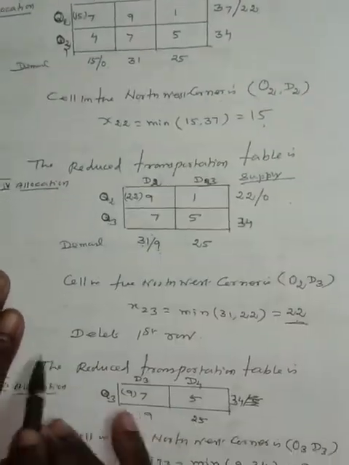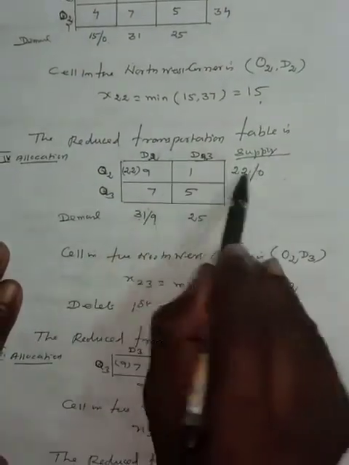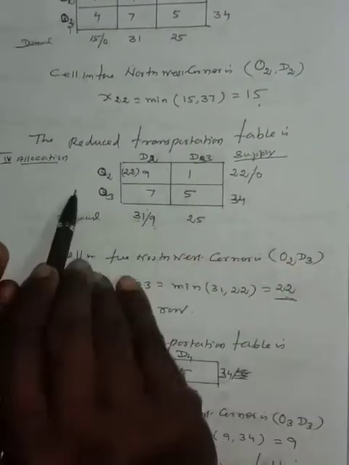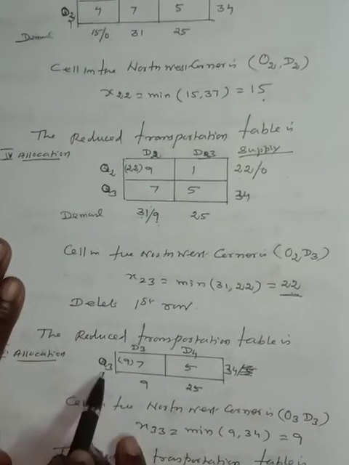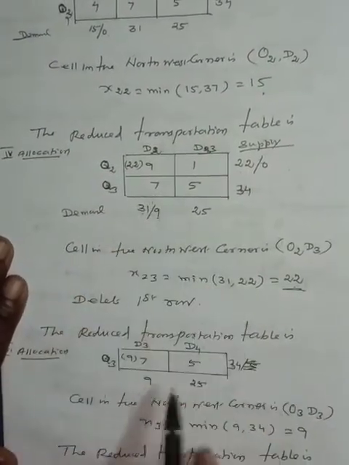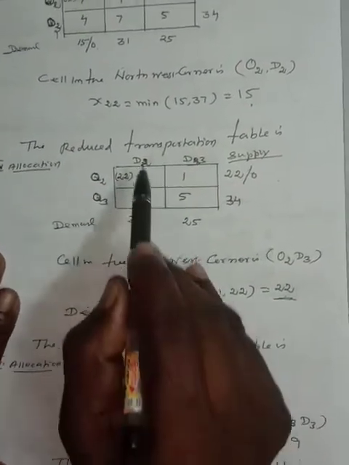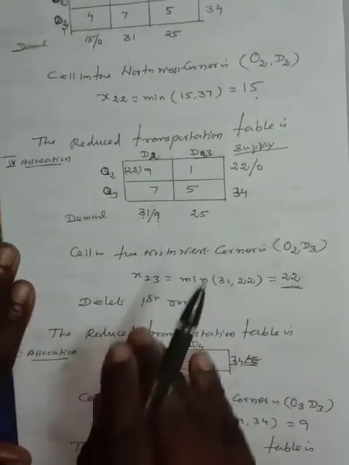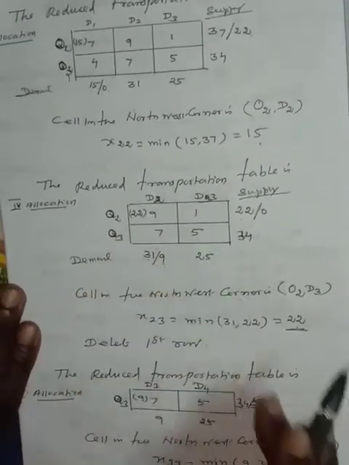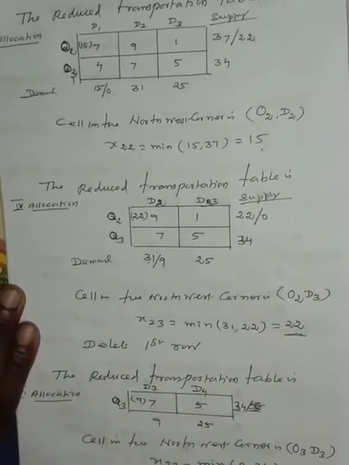Delete the first row, because the first row is 0. You get O3 with 7, 5. Here D3 and D4. How many columns are there?